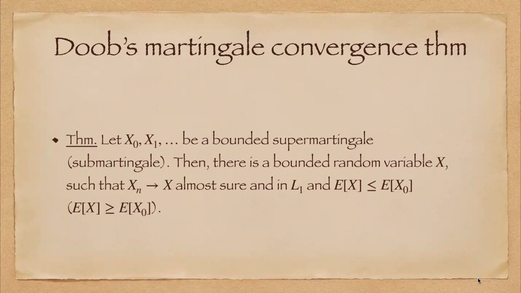Okay, so now what is the version of Doob's martingale convergence theorem that I'm going to use? Suppose I have a bounded supermartingale or submartingale. Then it is guaranteed that the martingale converges to a certain random variable, and it converges both almost surely and in L1. And if it's a supermartingale, then the expectation of the limit is smaller than the expectation of X0. And if it's a submartingale, it's the other way around.